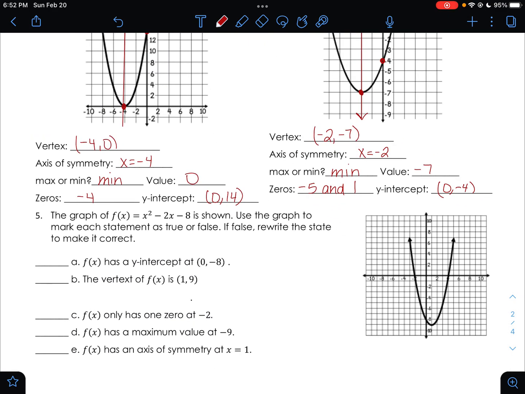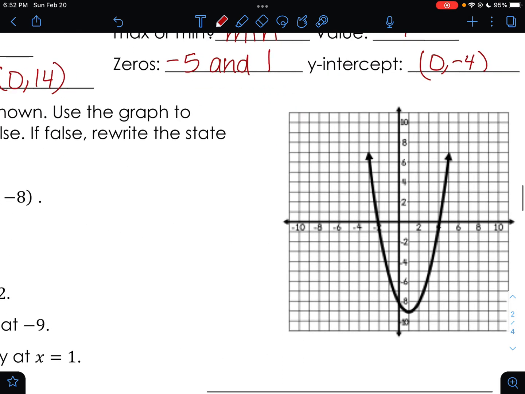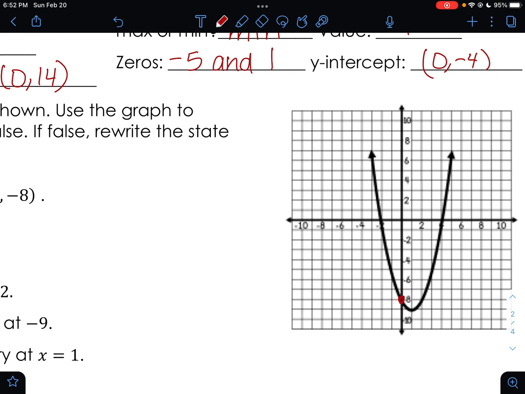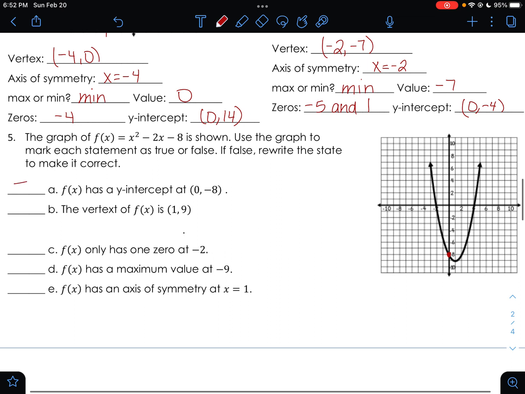Last part of our notes: the graph of f of x equals x squared minus 2x minus 8 is shown. Use the graph to mark each statement as true or false. If it's false, rewrite the statement to make it correct. So here we go. f of x has a y-intercept at 0, -8. Well, right here is 0, -8, which is where it's crossing the y-axis. So that is a true statement.